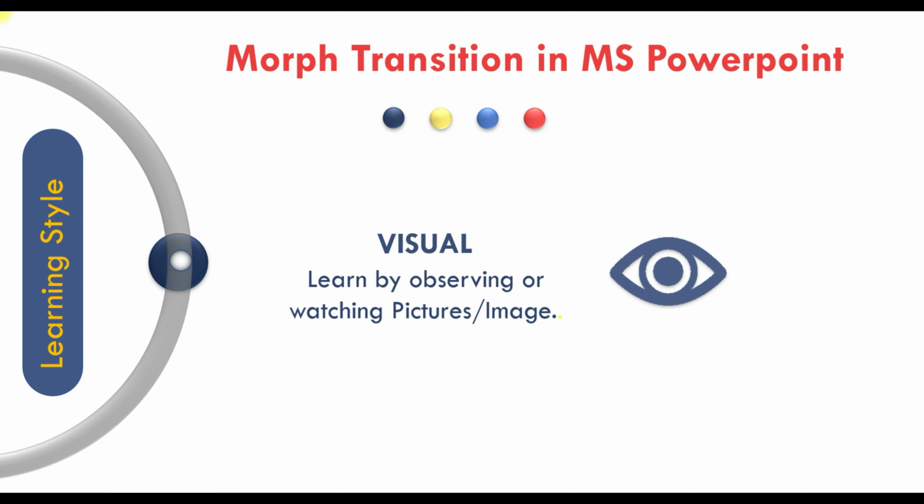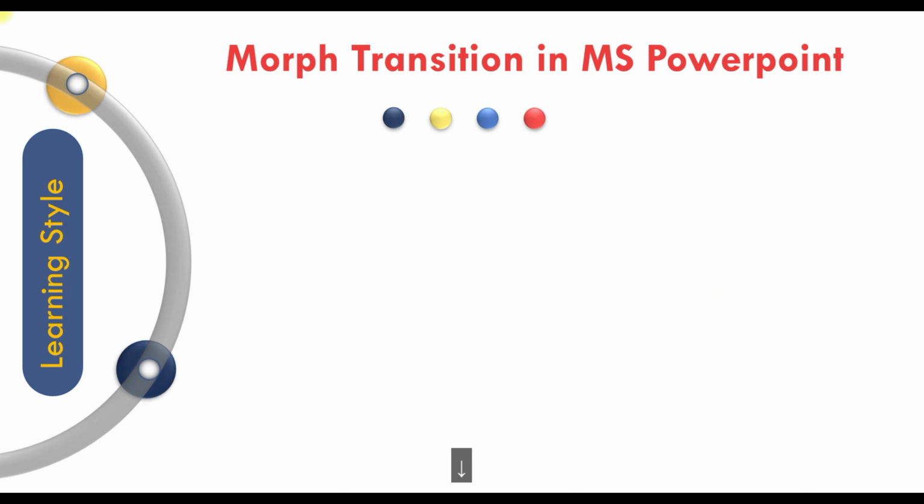So once we open the first slide, we are going to have details about a particular topic. Here, I'm going to give a presentation on learning styles. There are various types of learning styles. The first one is visual. When we learn something by observing or watching pictures or images, it's known as visual learning.